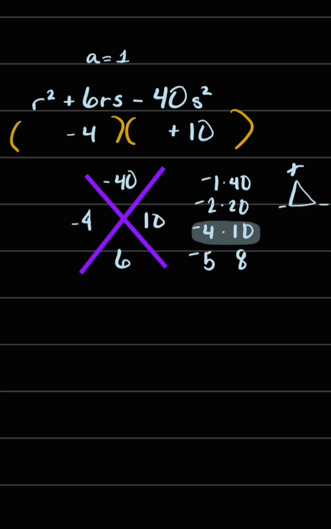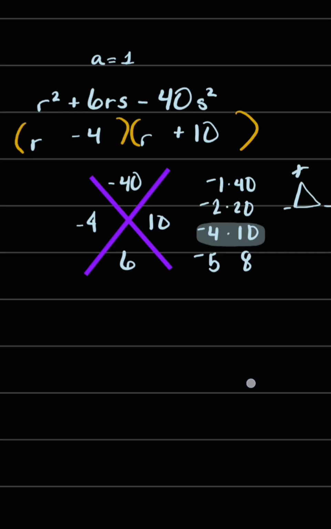Now, let's talk about the variables. We know r is going to be in the front because r times r is r squared. Now, remember, the last two numbers will also be multiplied together. See, negative 4 and 10 is what gave us negative 40. So what variable is this? S. All right, that's it. If you don't believe me, multiply it all back and you will get r squared plus 6rs minus 40. Thought I'd put that one in for you.